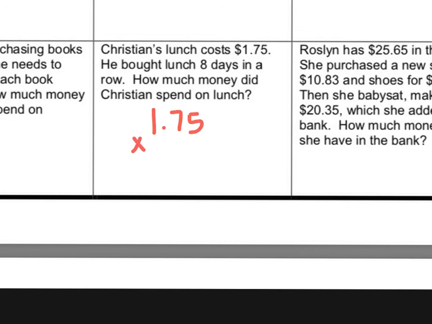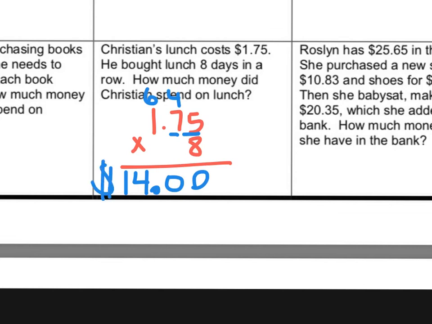And we just multiply normally. 5 times 8 is 40, carry the 4. 8 times 7 is 56, add 4 makes 60, carry the 6. 8 times 1 is 8, and add 6 makes 14. You have 2 numbers behind the decimal, so it'll be $14 that he will spend on lunch for 8 days in a row.